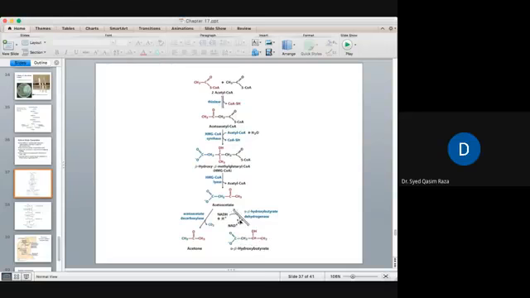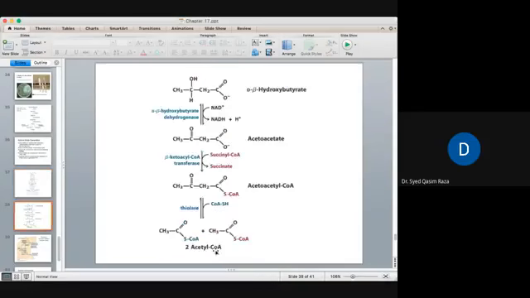So NADH will be utilized for production of these ketone bodies. If you look at this diagram, you have hydroxybutyrate, acetoacetate, acetoacetyl CoA, and two acetyl CoA. So these are the reverse reactions.